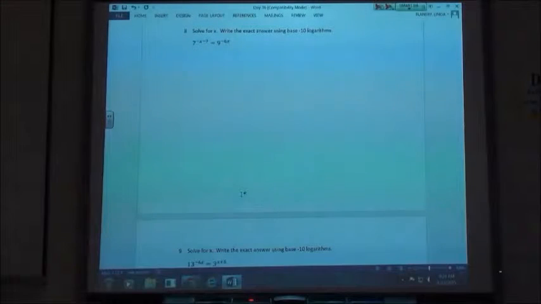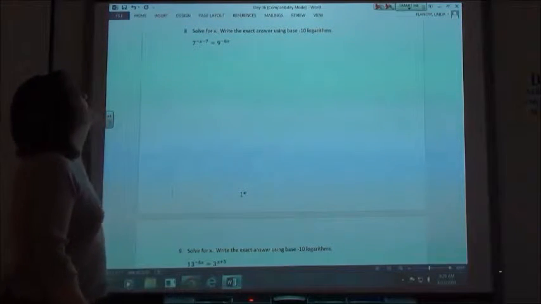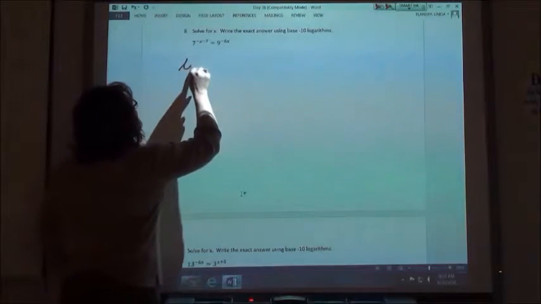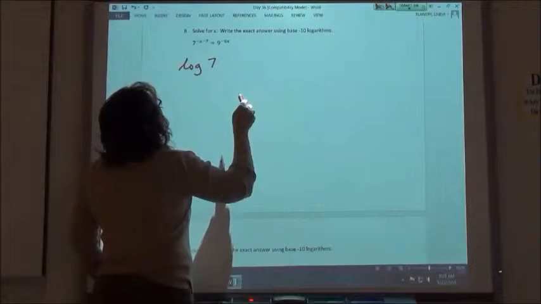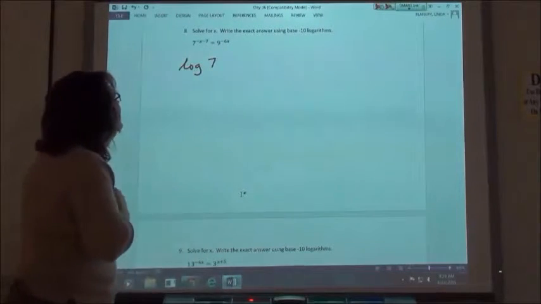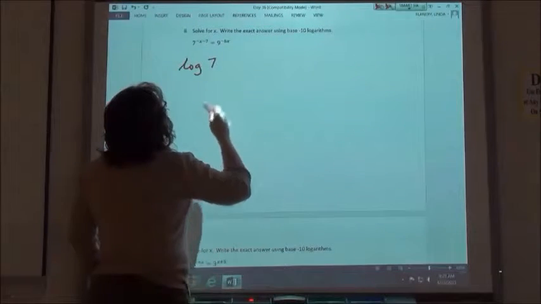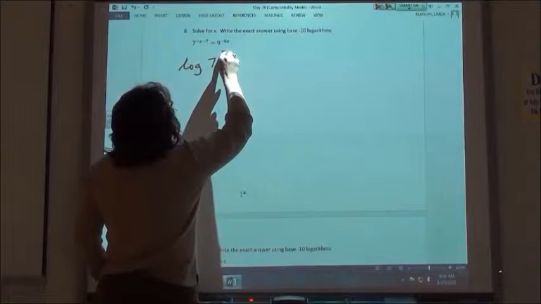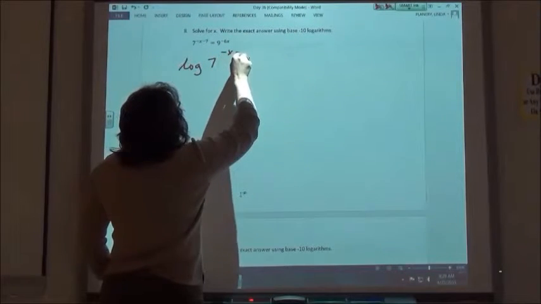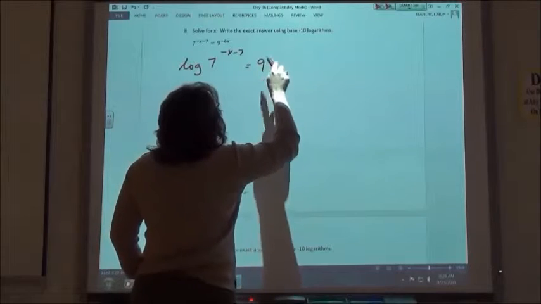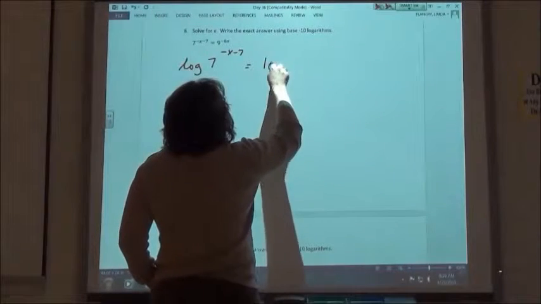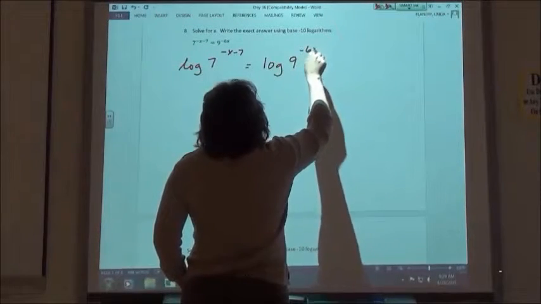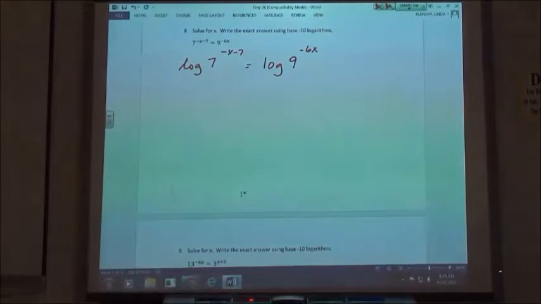What are we going to do first? We are going to do log 7 minus x minus 7 equals log 9 minus 6x. So we have the log of 7 to the negative x minus 7 power and the log of 9 to the negative 6x power. Yeah.